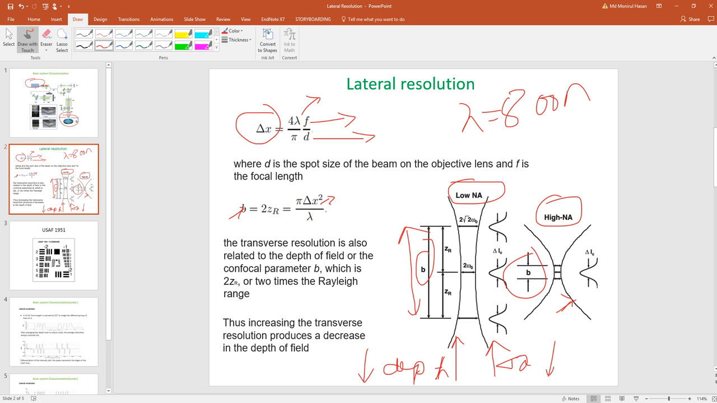For the application, from the design point of view, we have to decide how much lateral resolution we want and how much depth we want. Based on that, we select the numerical aperture of the objective. Now, for example, we have designed the setup and want to calculate the lateral resolution. How can we do that?